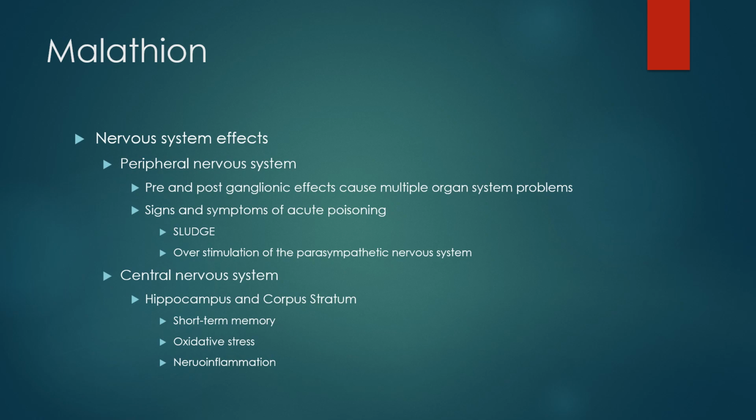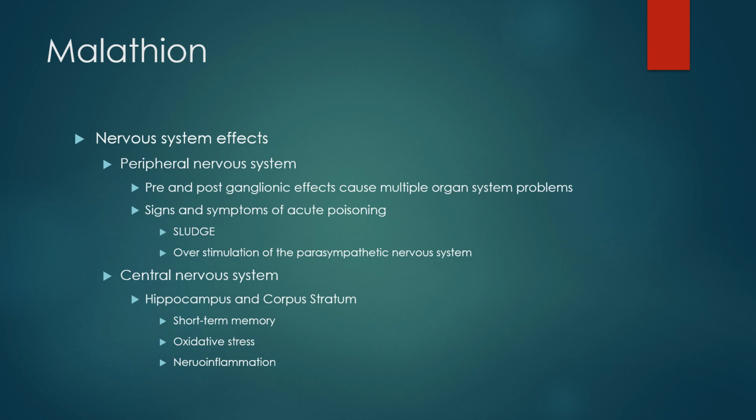Malathion primarily affects the nervous system. In the peripheral nervous system, pre- and post-ganglionic effects cause multiple organ system problems. Signs and symptoms of acute poisoning are accompanied by a set of symptoms where the acronym SLUDGE is used, which stands for salivation, lacrimation, urination, diarrhea, gastrointestinal upset, and emesis. This is caused by the overstimulation of the parasympathetic nervous system.